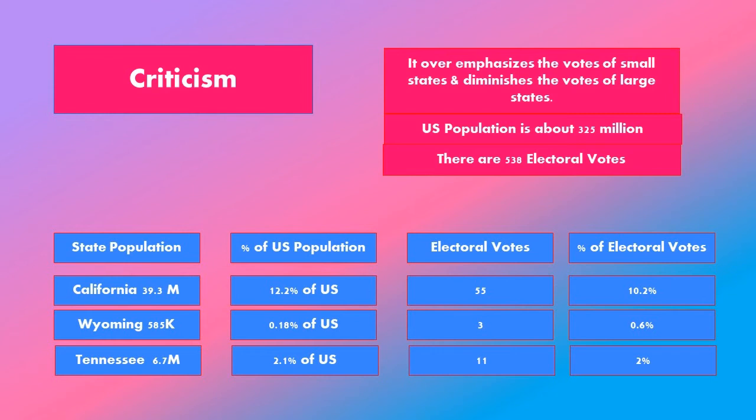Even Tennessee, which is a slightly larger state, Tennessee has 6.7 million people, so that's 2.1% of the United States population. Our 11 electoral votes only end up being 2% of the electoral votes. So Tennessee is one of those states that is underemphasized by the Electoral College. So one of the big problems here is that the Electoral College is going to make smaller states more important than they should be, and it's going to make bigger states less important than they should be.